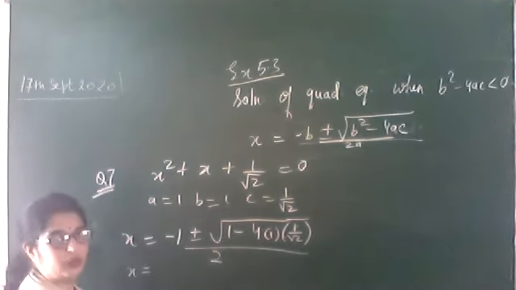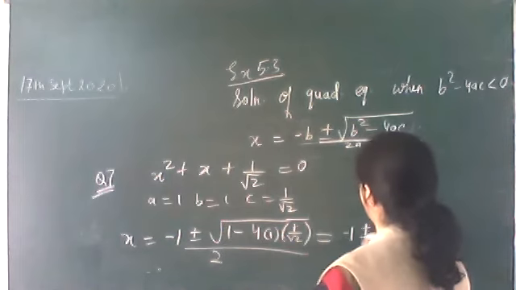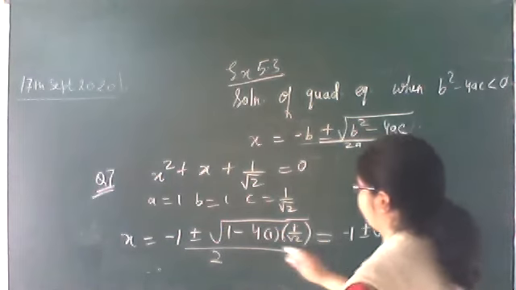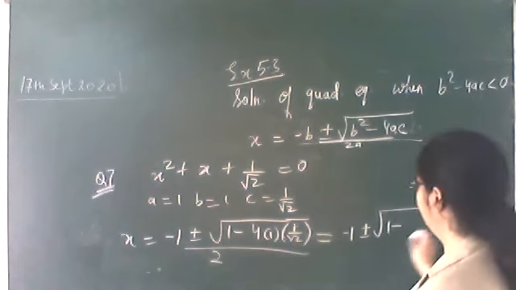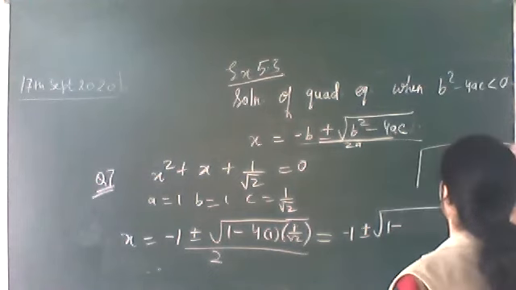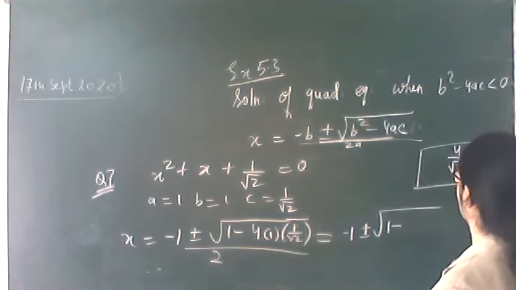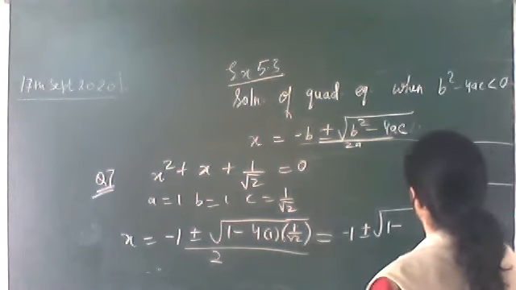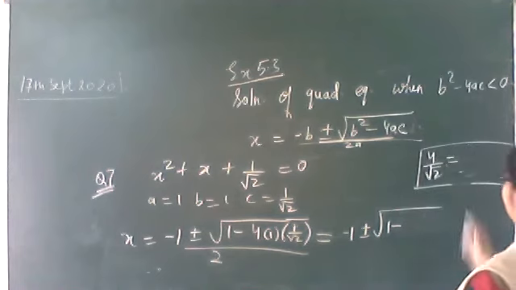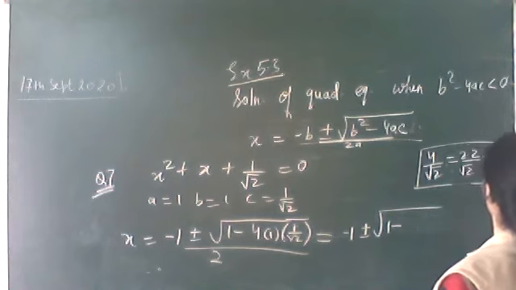So your x will be equal to what? X will be equal to, we can write it here only. X will be equal to minus 1 plus minus root of 1 minus 4 by root 2. Can we write this as 4 by root 2? I will solve it here only. Just see, 4 into 1 by root 2 will be 4 by root 2. Now can you write 4 by root 2 as, 4 can be written as 2 into 2, 2 into 2 by root 2. This can also be written as root 2 into 2 by root 2.